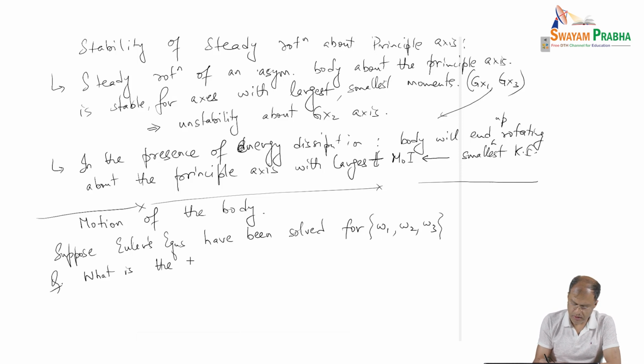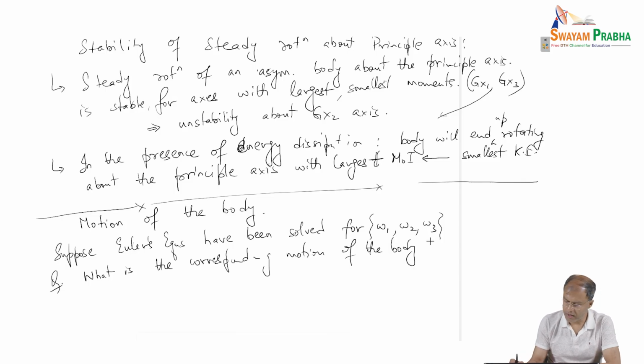is the corresponding motion of the body about the E1, E2, E3 frame, right? So we want to find that out. These are my principal axes for the body fitted frame. So this is the principal embedded frame, or the principal axes of the body fitted frame.